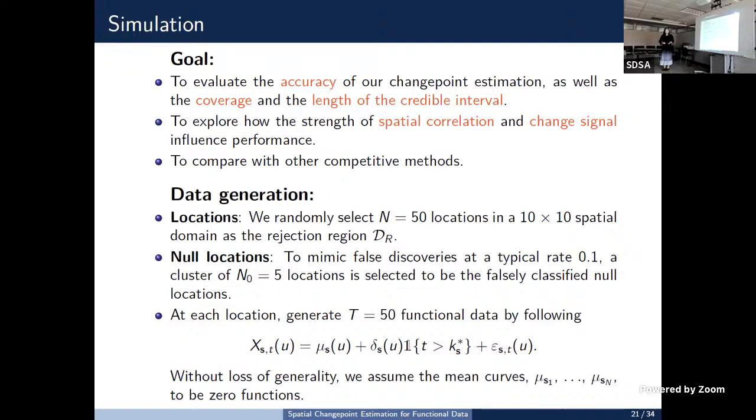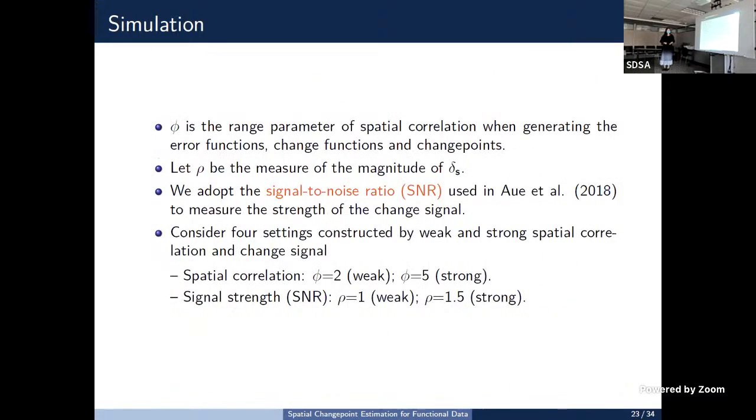Then we did some simulations to evaluate the accuracy of our estimation and also the coverage and length of the credible interval, to explore how the strength of the spatial correlation and change signal influence the performance. I will skip the details of the simulation. Mainly in the generation, we have two parameters. One is this phi parameter, which is the range parameter we use to generate the change function and change points. It controls how strong the spatial correlation is. We still take the exponential covariance matrix, so if phi is larger, it means the spatial correlation is stronger. And there is another parameter called rho. It controls the magnitude of the change function, so the higher this rho is, the higher the change signal is. We have four different settings with weak and strong spatial correlation and weak and strong change signal, like this.